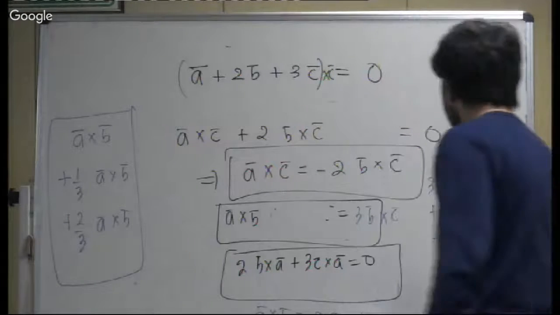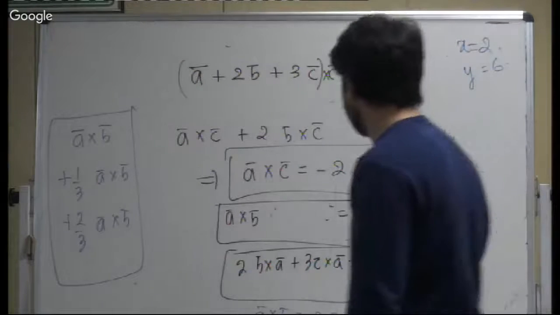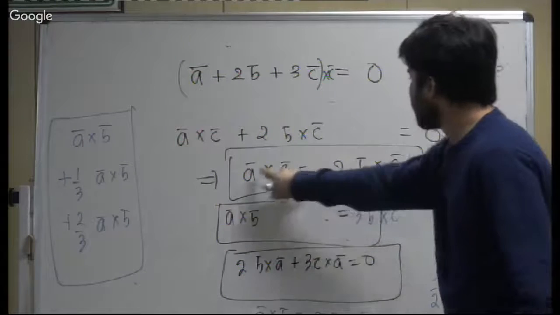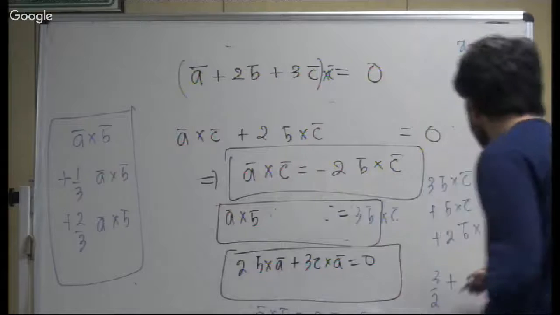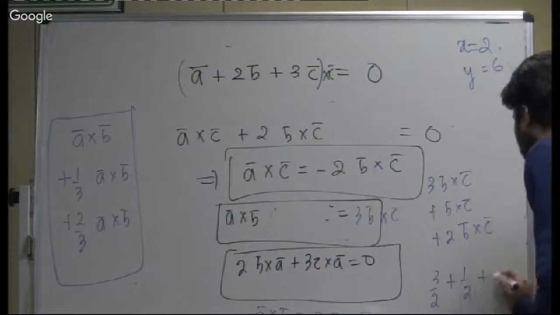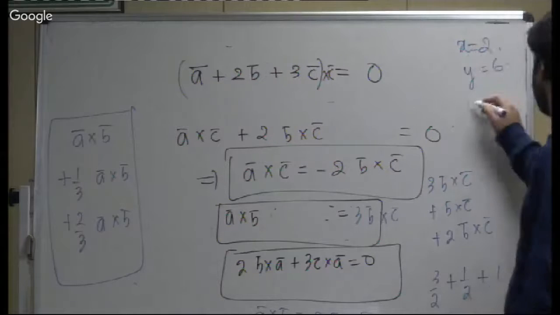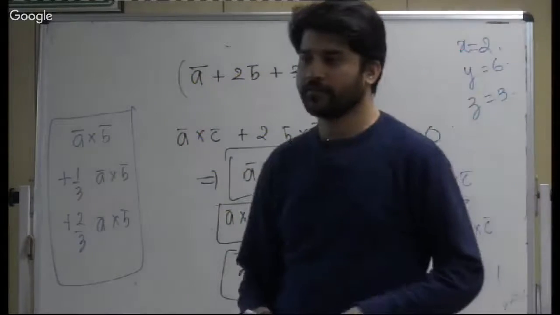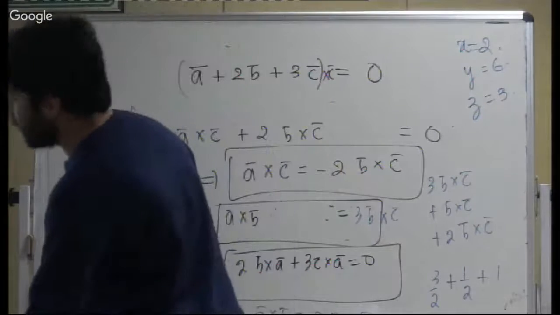So 3 by 2 plus B cross C, where is it? It is here. So this will go to the other side. Minus A cross C. Finally it will be C cross A by 2 plus 1. So it will be 3. So 263 is going to be your answer, right? Clear? Next question.